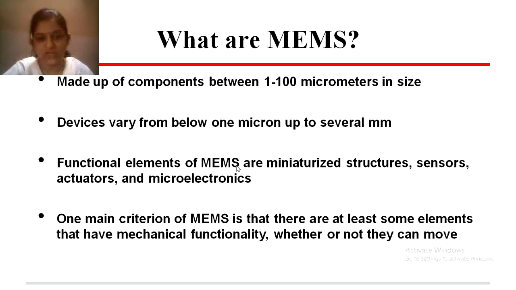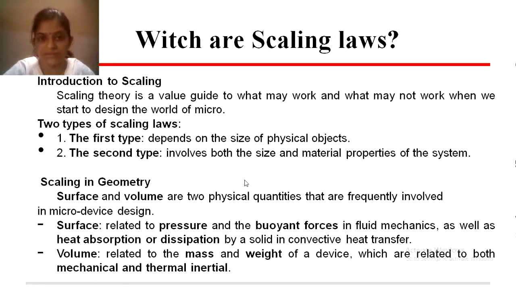So what is the function? The main functional elements of MEMS are miniaturized structures, sensors, actuators and microelectronics. This combination makes the MEMS system. Then one main criterion for MEMS is that there are at least some elements that have mechanical functionality, whether or not they can move. That is the main criterion for MEMS.